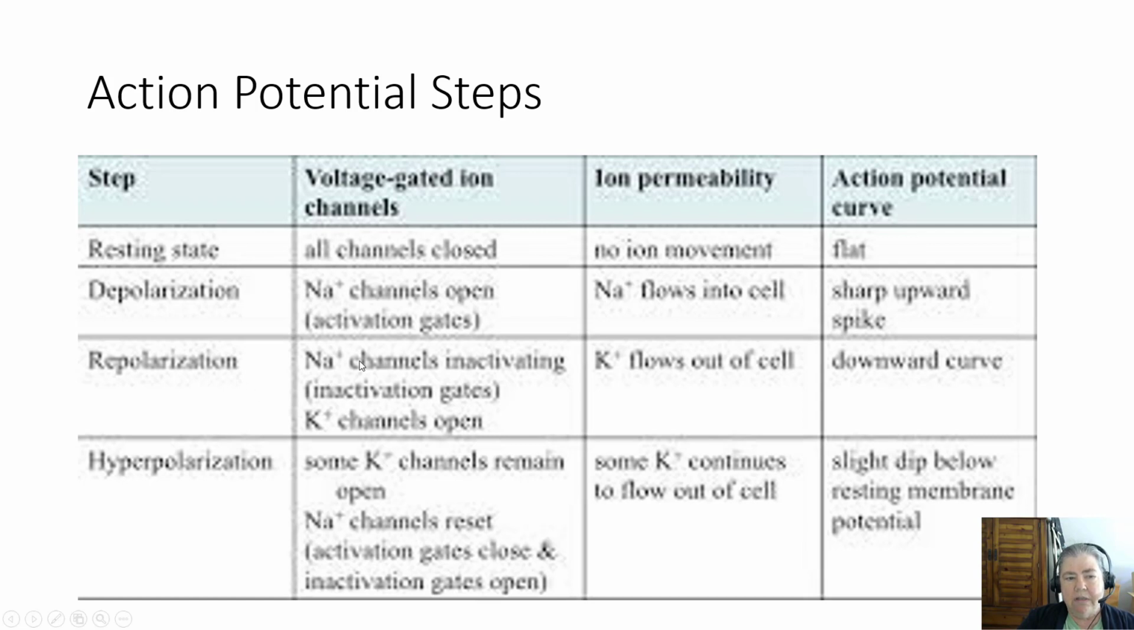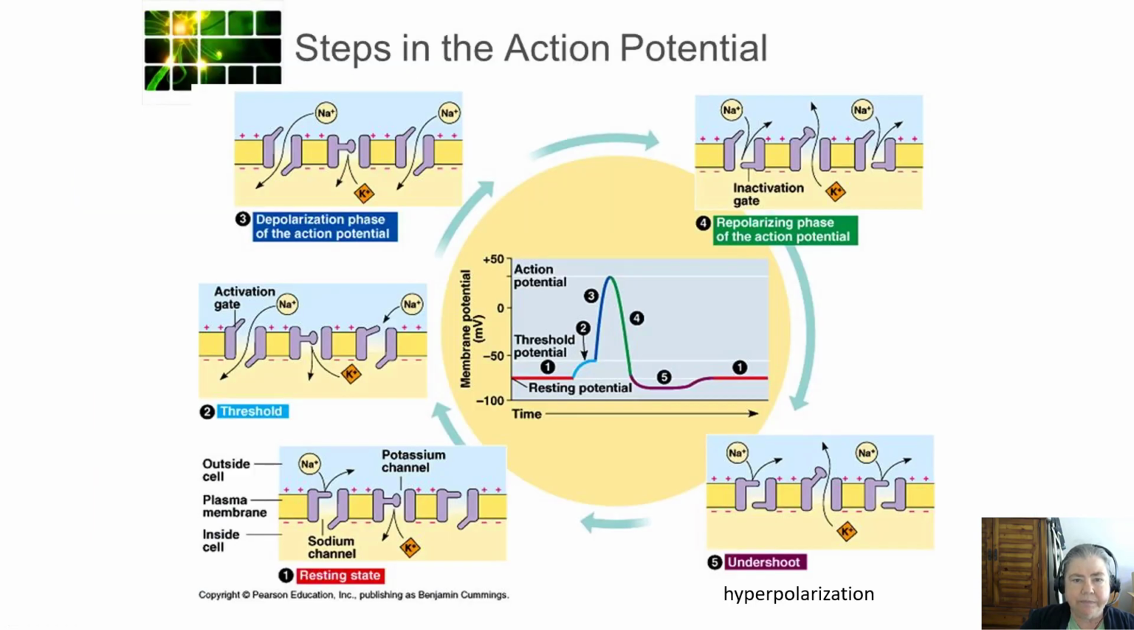When you reach overshoot, the sodium channels close because they are voltage gated and the voltage is now changed. The potassium channels open, and potassium flows out of the cell because it's flowing down its concentration gradient, returning the membrane potential back towards a negative membrane potential, and you have a downward movement of the action potential curve. Then during hyperpolarization, there's a reset. You still have some potassium flowing out, so you get a slight dip below the resting membrane potential.